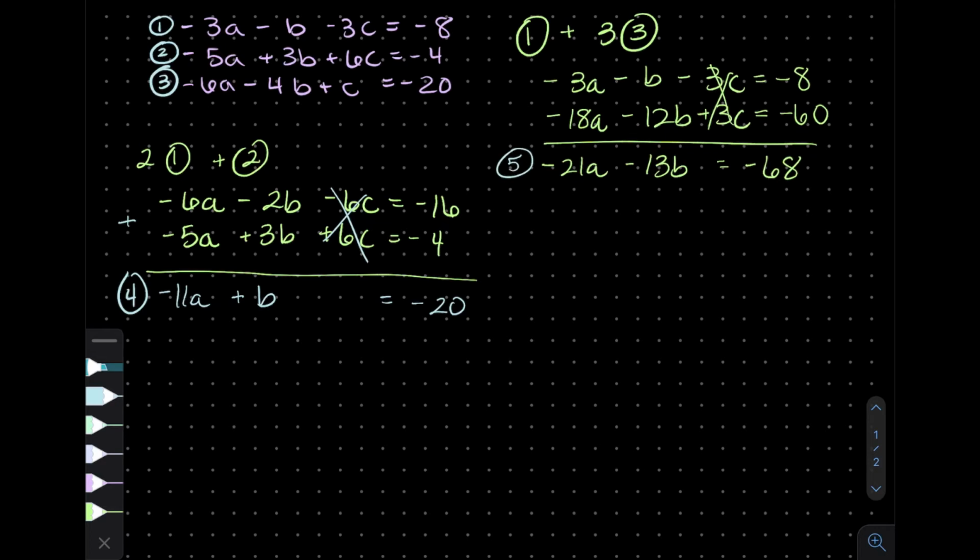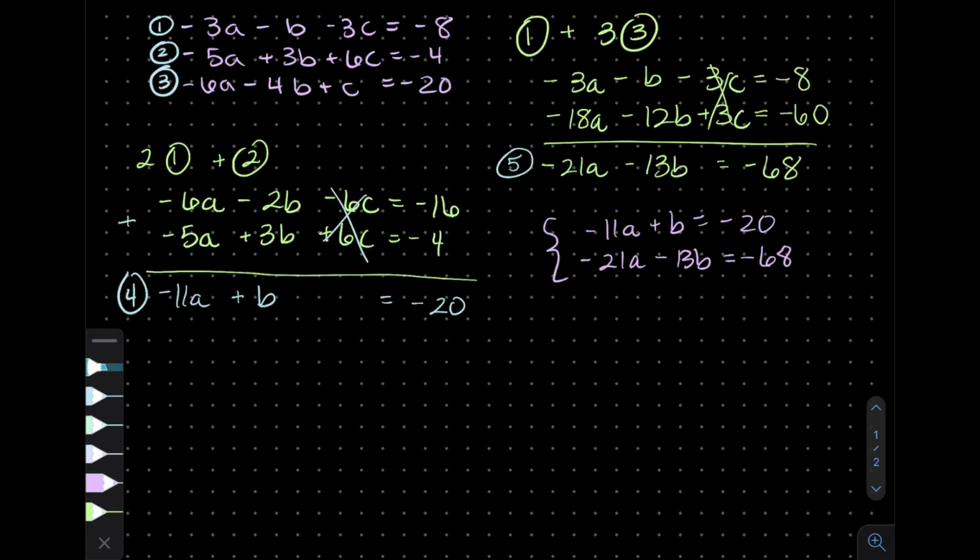So we'll call that equation 5. Now I can create a new system of 2 equations: -11a plus b equals -20 and -21a minus 13b equals -68. So now we've taken an Algebra 2 level problem and done some Algebra 2 level skills to turn it into an Algebra 1 level problem, a system of 2 equations and 2 unknowns. You can solve this however you want.